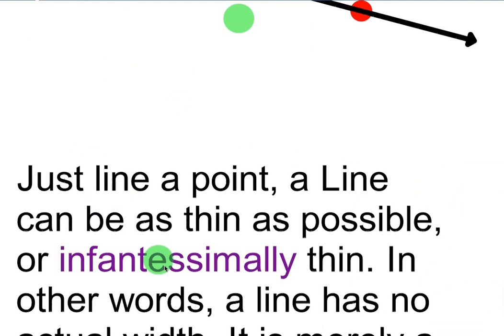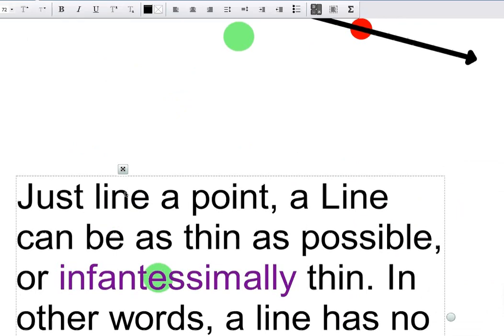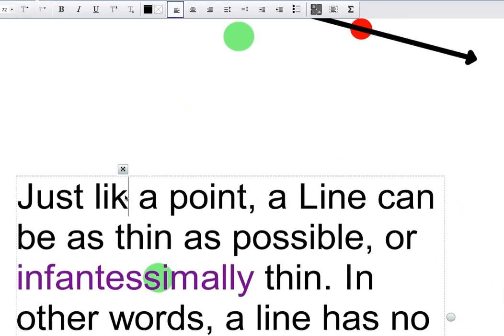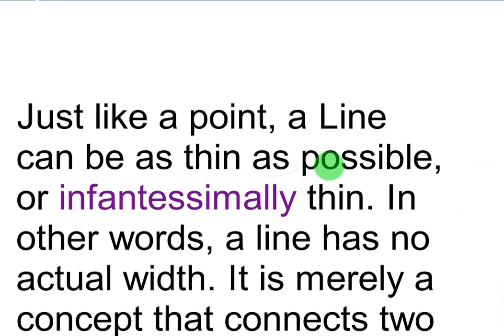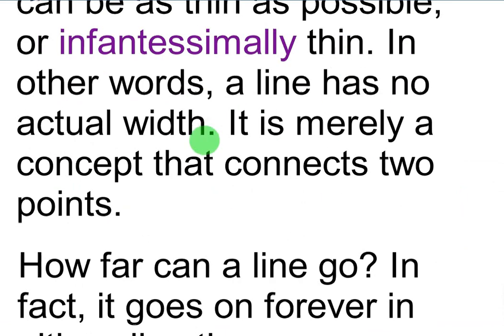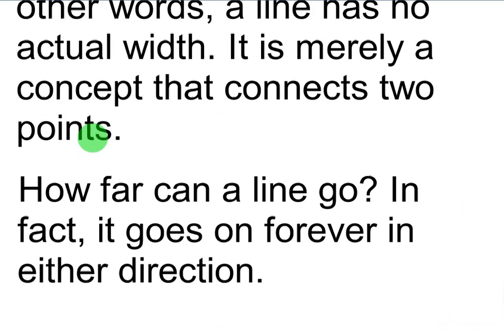Just like a point, a line can be as thin as possible, or infinitesimally thin. In other words, a line has no actual width, it is merely a concept that connects 2 points. So how far can the line go? In fact, it goes on forever in either direction.